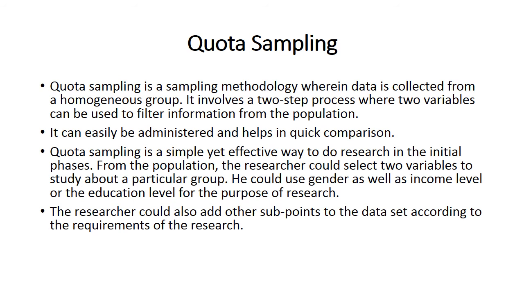Now, quota sampling is a useful technique when cost and time constraints are there. However, the non-random nature of this sampling method is a serious limitation. Obtaining a representative sample in quota sampling is difficult because selection largely depends on the researcher's convenience. In spite of this limitation, quota sampling is used under certain specified conditions.